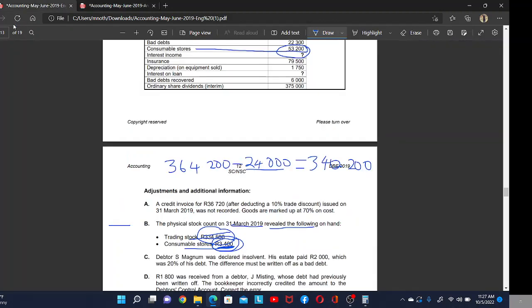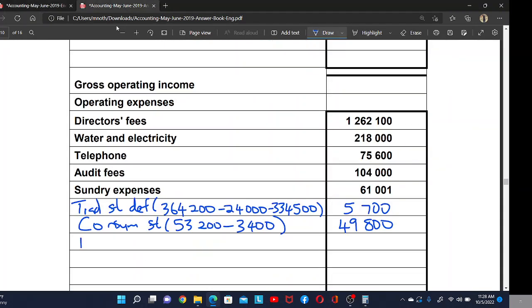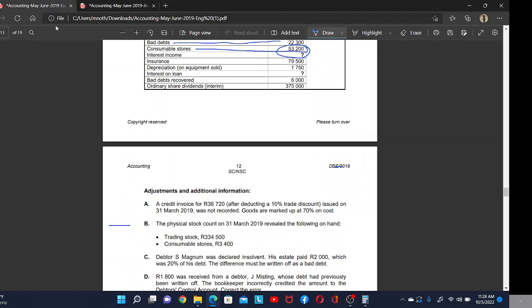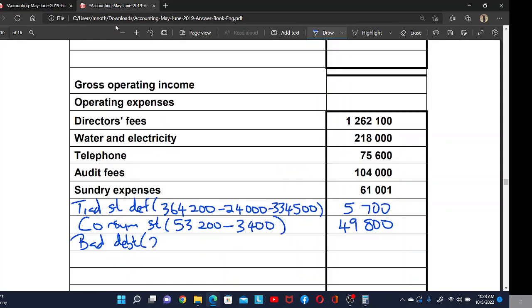And then the next one. Let me just erase this first. A debtor was declared insolvent. That debt is a bad debt. How much is the bad debt? The bad debt is 22,300. So we have the bad debt, 22,300.